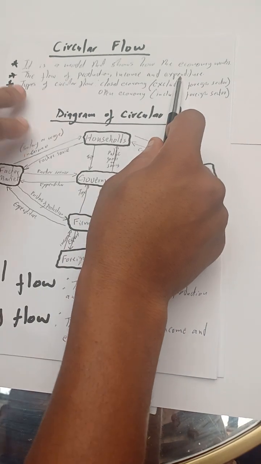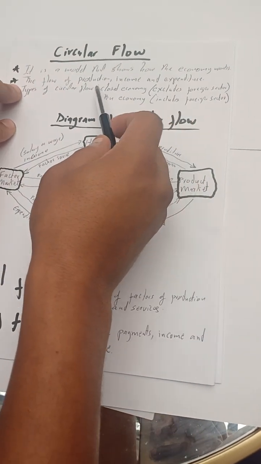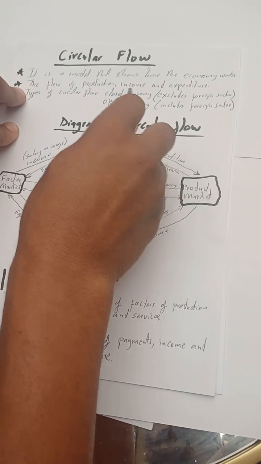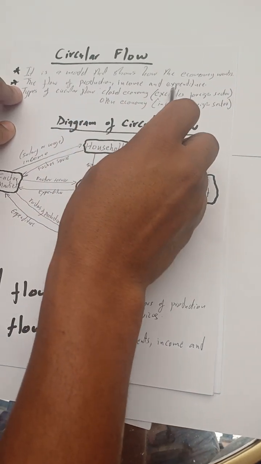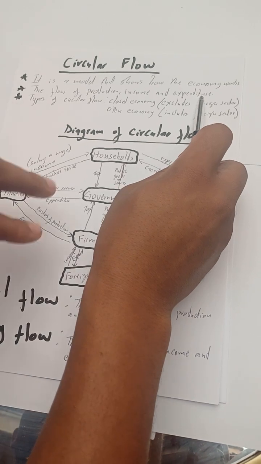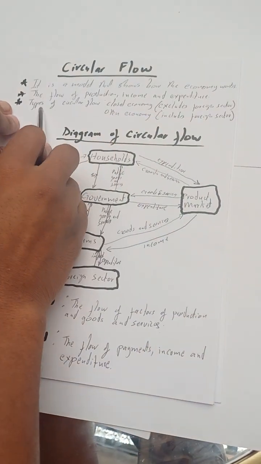Meaning, in simple words, a flow or a model esibonisa ukuproduce kwe-goods and services, ne-flow ubonisa income nantoni nemali ispend, which is the expenditure. And then thirdly, we have two types of circular flows.